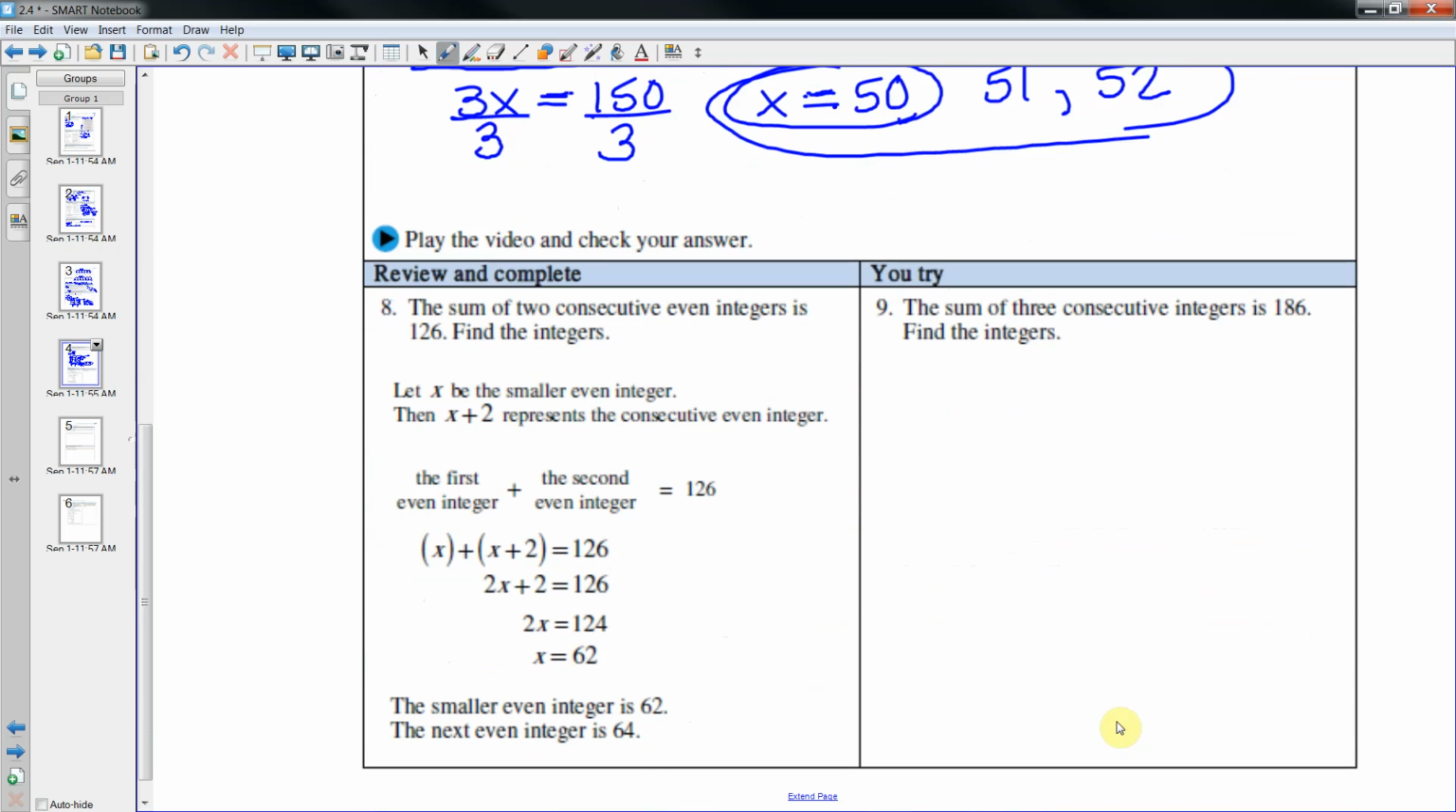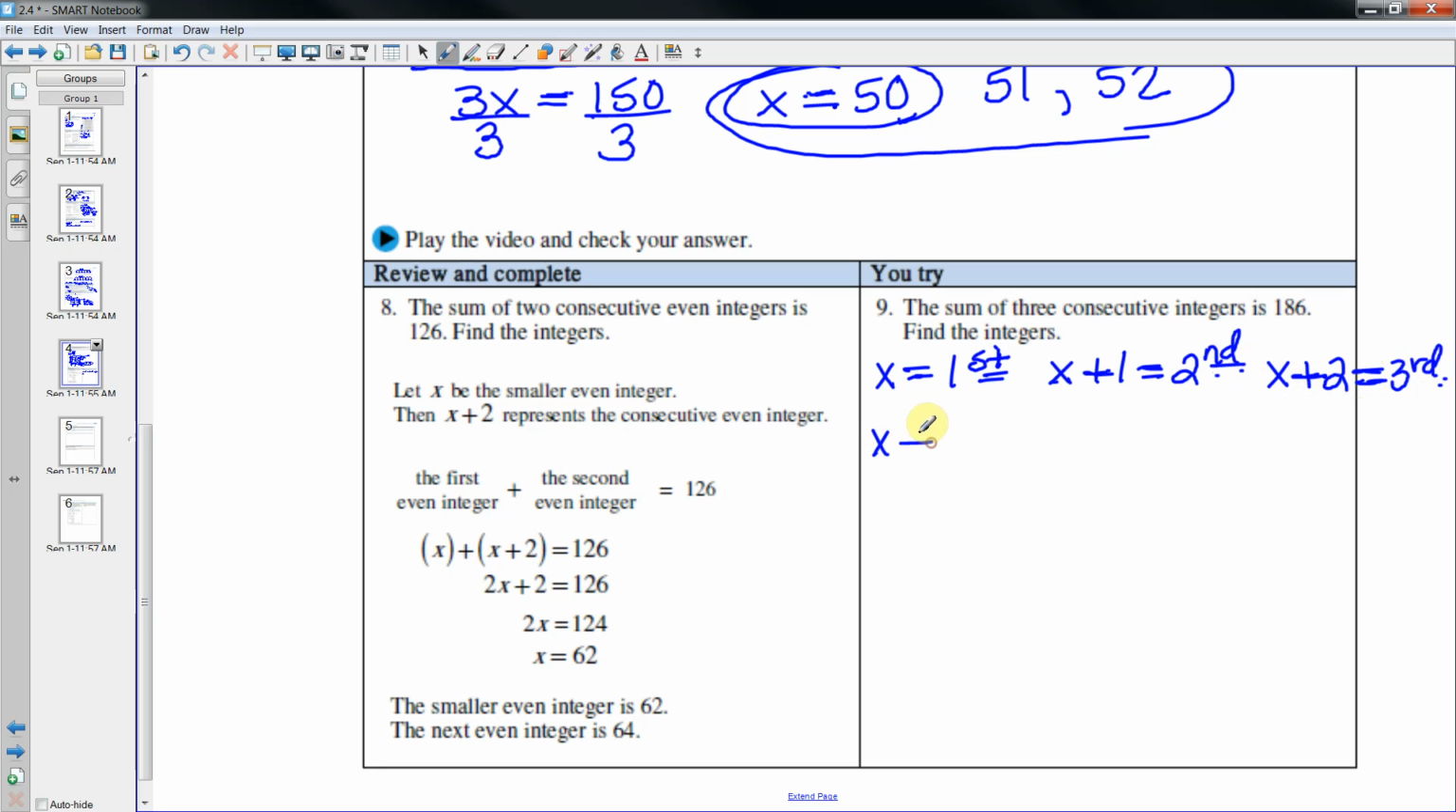Okay. The bottom one is going to be worked just like the one I did on the previous page because it's just consecutive. It doesn't give us really much more information. So x equals the first one. x plus 1 is the second one. And x plus 2 is the third. And it says the sum of these is 186.